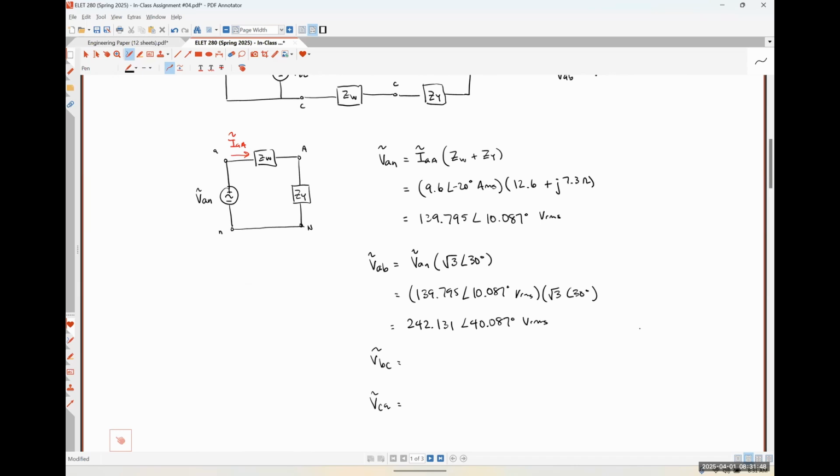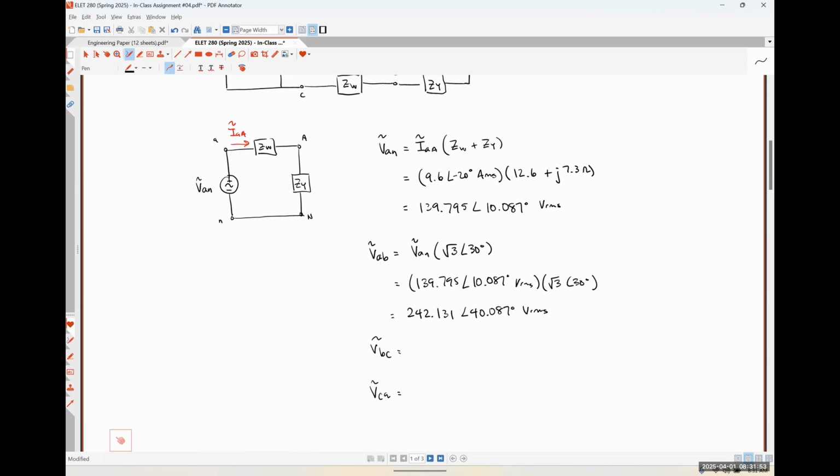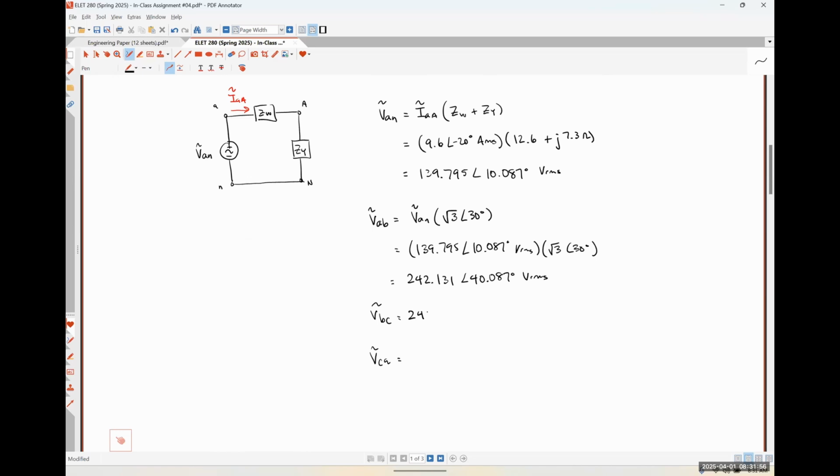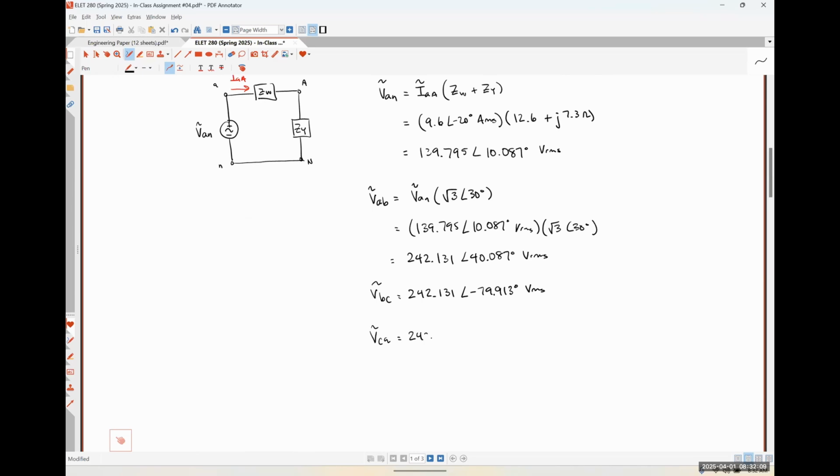So 40.087 minus 120 gives me an angle of negative 79.913. So that's just going to be 242.131 angle negative 79.913 degrees volts RMS. Subtract another 120, and I get 242.131 with an angle of negative 199.913 degrees volts RMS. And we've worked backwards to essentially solve for our source voltage in this system.